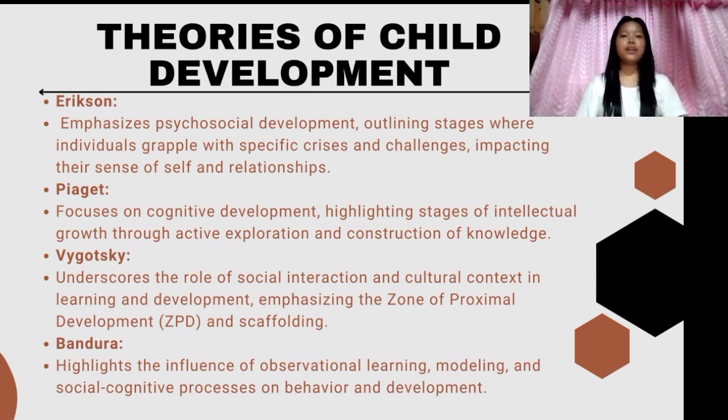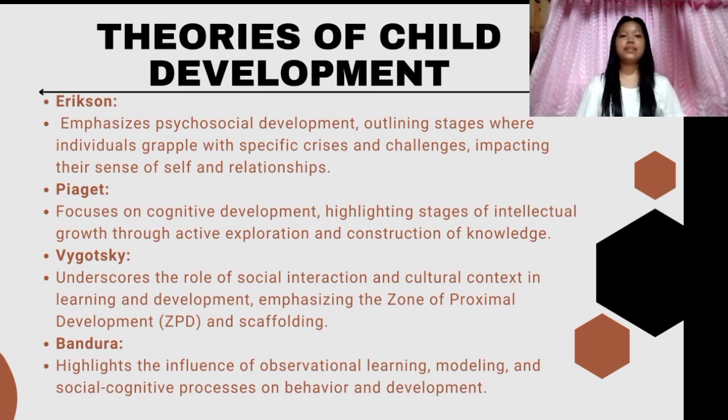Second is Jean Piaget, who emphasized stages of cognitive development. For instance, in early childhood, kids are in the preoperational stage, using symbols but still learning logic. And third is Lev Vygotsky, who introduced the zone of proximal development, which shows that children learn best with guidance, what we call scaffolding. Fourth is Albert Bandura, who highlighted observational learning. Children mimic behavior they see from adults or peers.